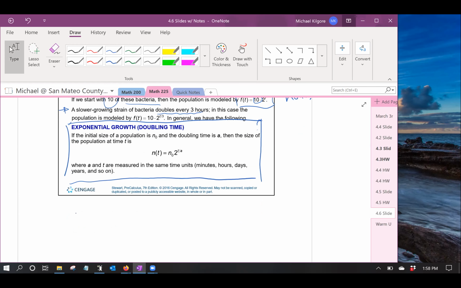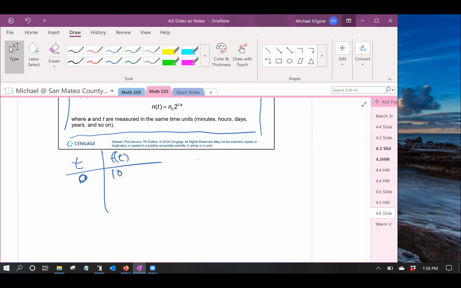If I have t, and I start with 10, so at time 0 there's 10. Here's my f of t, and I say it doubles every 3 hours. Doubling every 3 hours, at 0, 1, 2, 3. How many will I have after 3 hours?